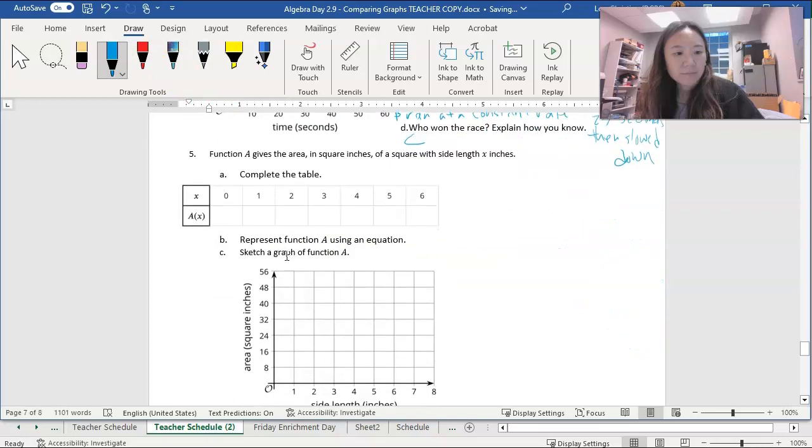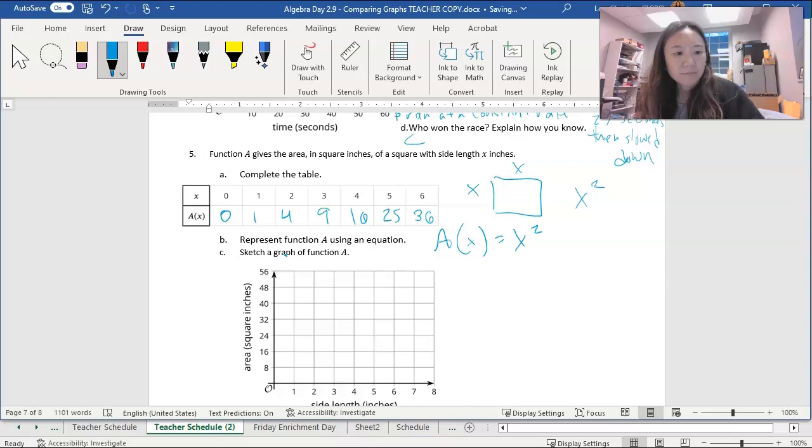Function A gives us the area in square inches of a square. So area is side times side, or in this case of a square, since both sides are x, it's x squared. Complete the table. So 0, 1, 4, 9, 16, 25, 36. Represent function A using an equation. So A of x equals x squared.